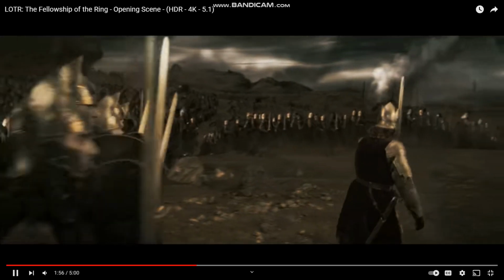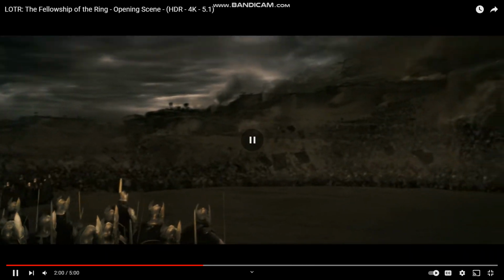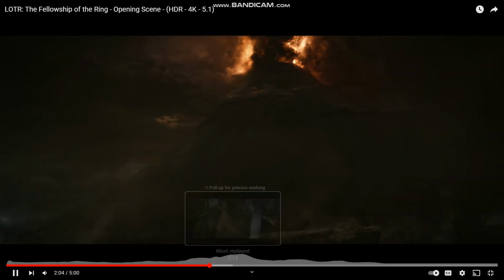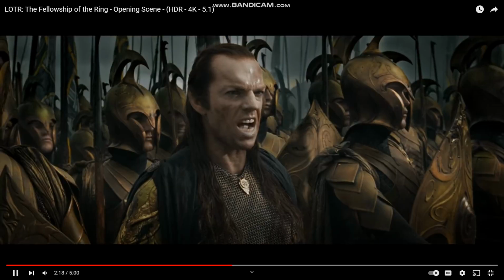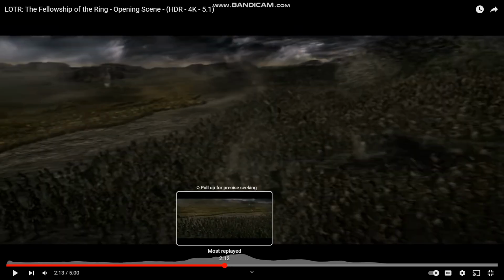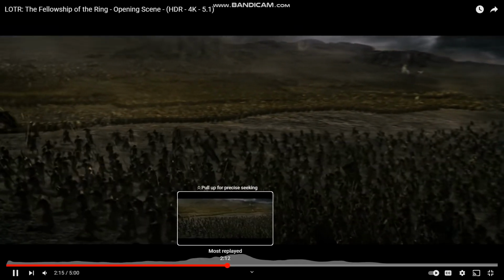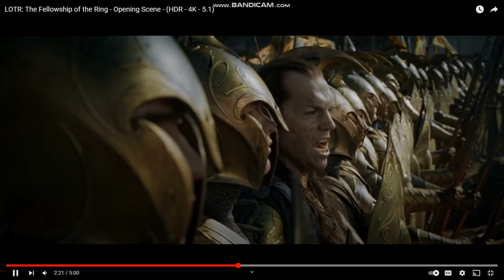But like here, this is CGI of men and elves and orcs in this shot right here. They fought. We can see the dark orcs in all black, just representing evil, and the golden elves and men. And here we can see really the distinction of CGI versus real animated.